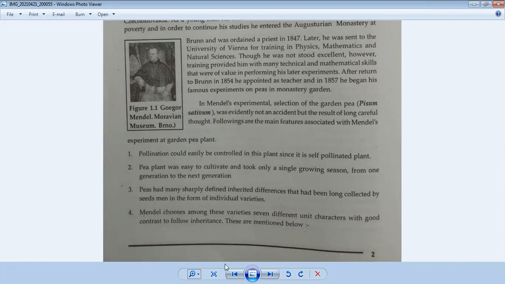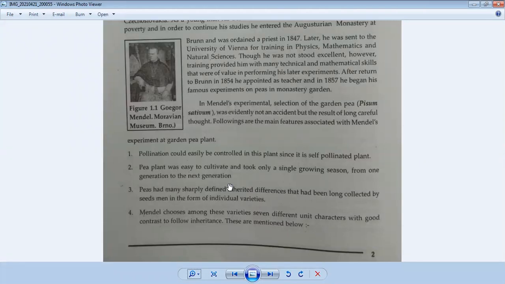कुछ फीचर्स दिए हैं मेंडल्स के एक्सपेरिमेंट के। First one, pollination could easily be controlled in this plant since it is a self-pollinated plant. पॉलिनेशन वहां पे इजीली कंट्रोल कर सकते थे क्योंकि ये जो प्लांट था, सिलेक्ट किया हुआ पी प्लांट, it is a self-pollinated plant. Pea plant was easy to cultivate and took only a single growing season from one generation to the next generation. Pea plant cultivation के लिए easy था क्योंकि वो एक single season में ही अपनी life cycle complete करता था.